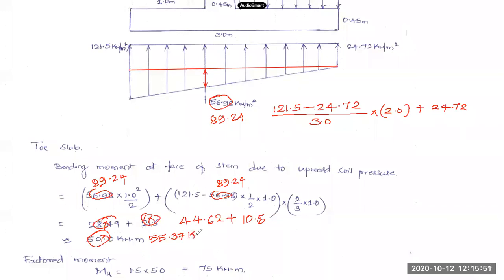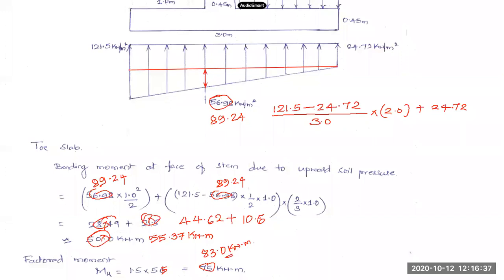So this is 55.37 kilonewton meter. This is my unfactored moment. What will be the factored moment if I multiply by the 1.5 factor of safety? The factored moment is 83.055. So that value has changed, and you proceed with the value we have calculated now. I'll round it off to 83 kilonewton meter. I have to design it for this bending moment.